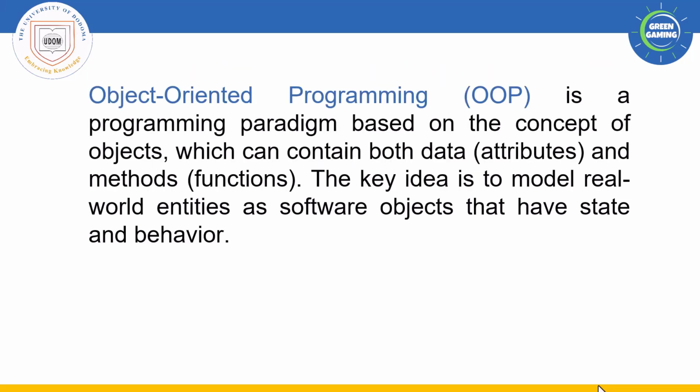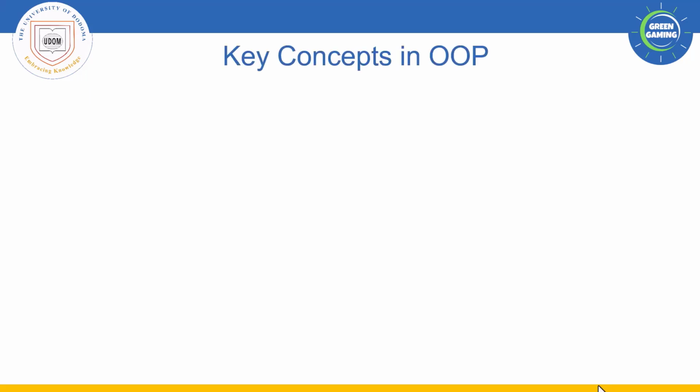So what is object-oriented programming? Object-oriented programming is a programming paradigm based on the concept of objects, which can contain both data, which we call attributes, and methods, or what we call functions. The key idea is to model real-world entities as software objects that have state and behavior.